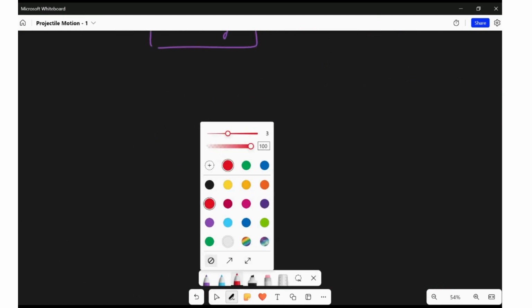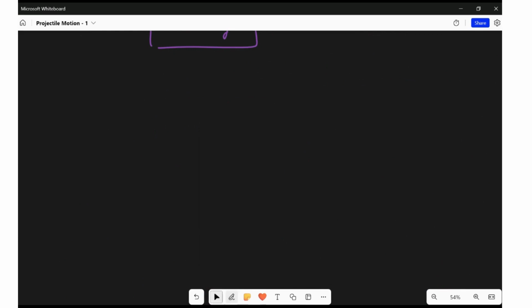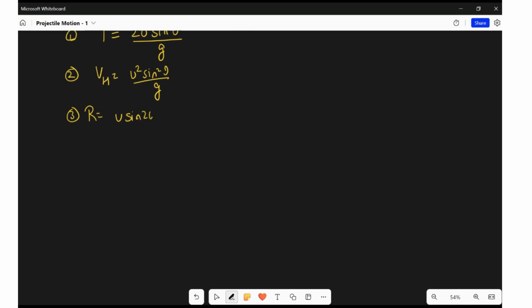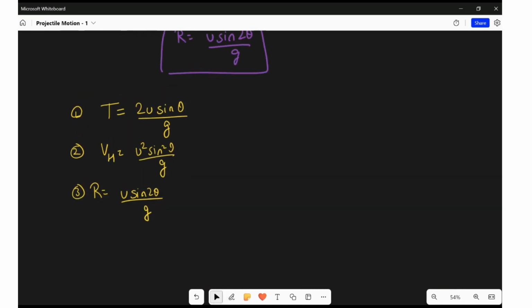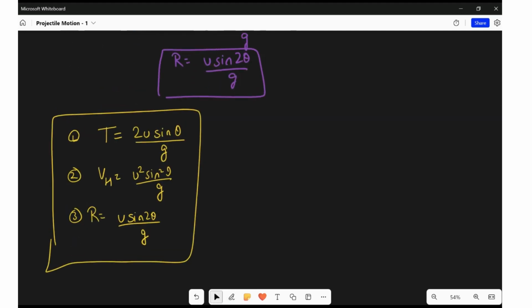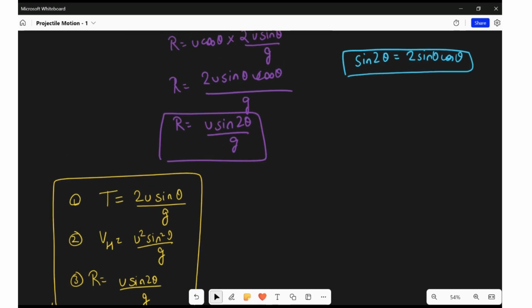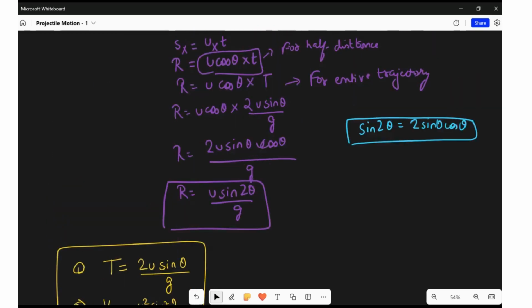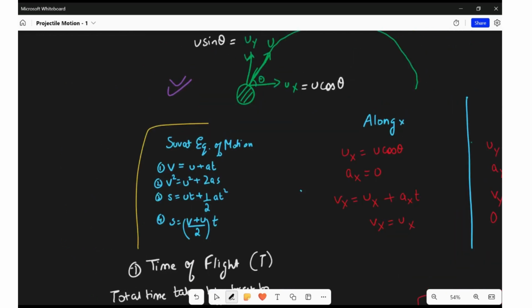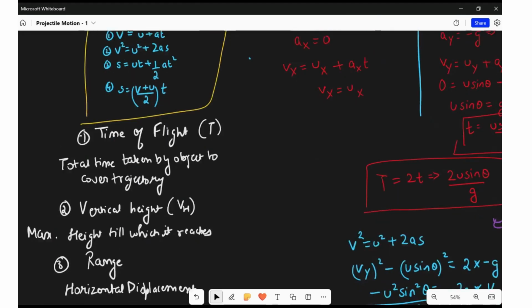So in conclusion we can write all the things which we found after deriving from this. Time is 2u sine theta by g. Second, vertical height is u square sine square theta by 2g, and range is u square sine 2 theta by g. And you don't need to even memorize this. This is just for when you need to do the questions very quickly or solve them very fast. But if you get some structured question, then you can just do it using those SUVAT equations which we used throughout the derivation. These are the base for this entire derivation which we did in projectile motion.